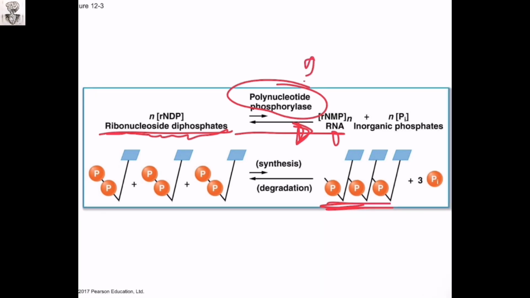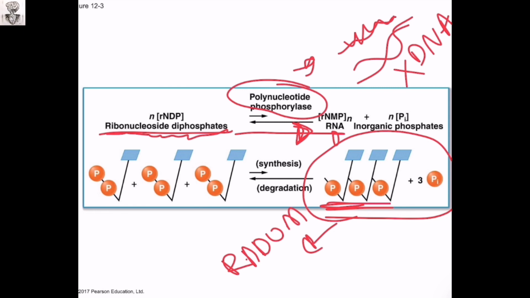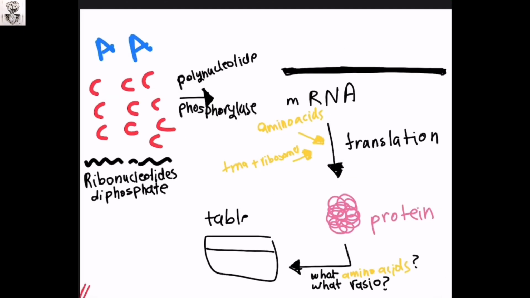Also, you know that what's special about polynucleotide phosphorylase is that it doesn't require a DNA template. Therefore, the mRNA which is synthesized is going to be randomly synthesized. So their aim in this experiment was to know what codon codes for what amino acid. So they took a specific ratio of ribonucleoside diphosphates, used polynucleotide phosphorylase, and made an mRNA with them. And we know that this mRNA is randomly made.